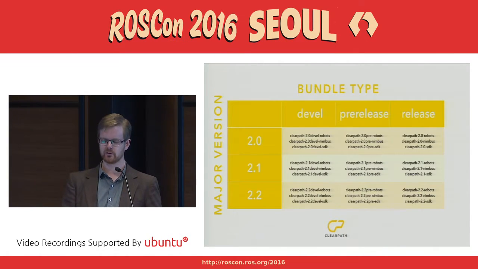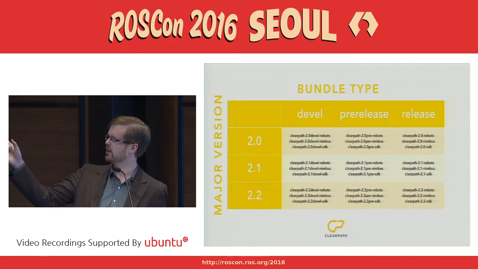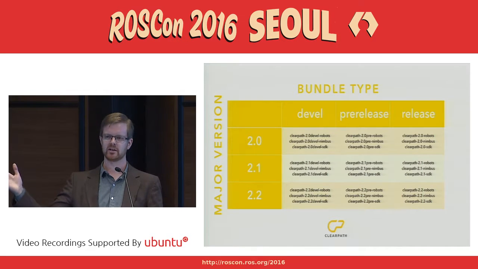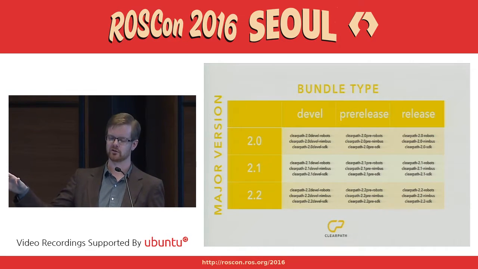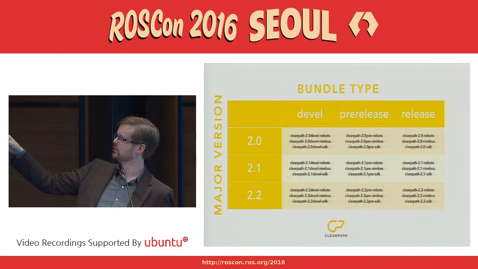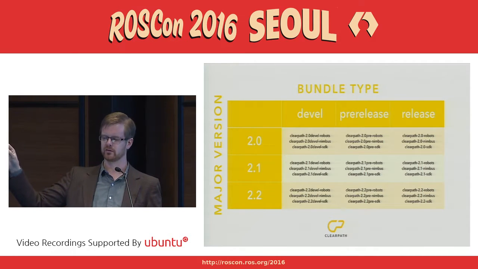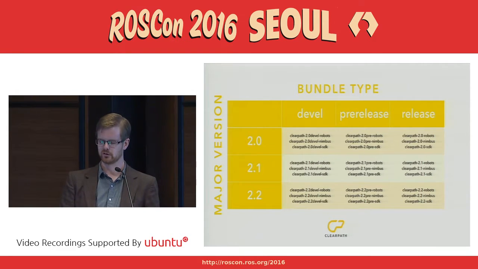So this is a little bit more into our internal methodology, but we basically define a robots bundle, and then Nimbus is the name of our fleet manager. It's like a cloud joke. And then for each of those, we have the flavor, which is kind of like the overall version, and then the develop, pre-release, and release. And so that's what we build.